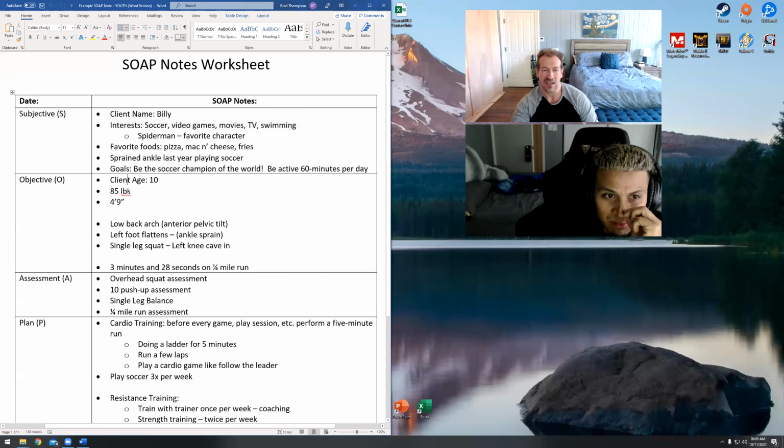Objective stuff: he's 10, 85 pounds, 4'9". He's got a little bit of a low back arch and a little bit of foot flattening. We noticed that during the single leg squat, his knee caved in. So he's got some glute problems. When he sprained his ankle, chances are his glutes loosened up a little because he wasn't engaging them, wasn't stepping hard into the ground, so he started to lose a little glute strength. That's something we're going to work on.